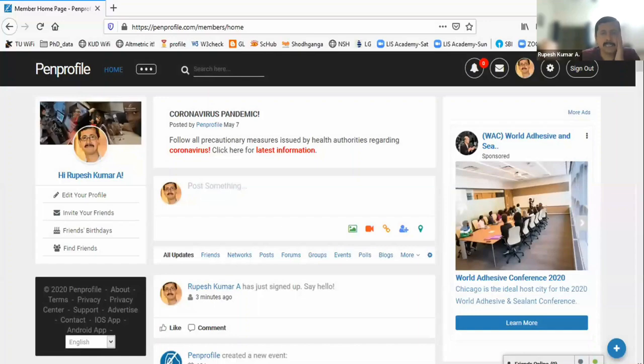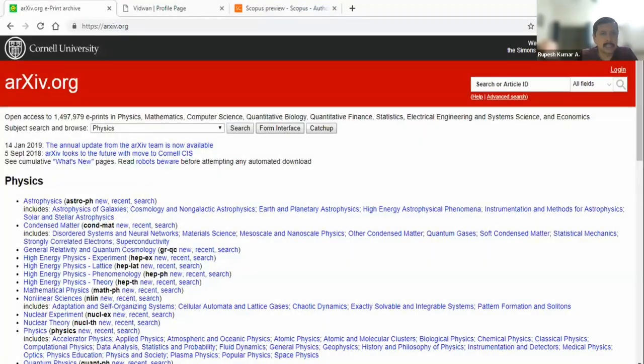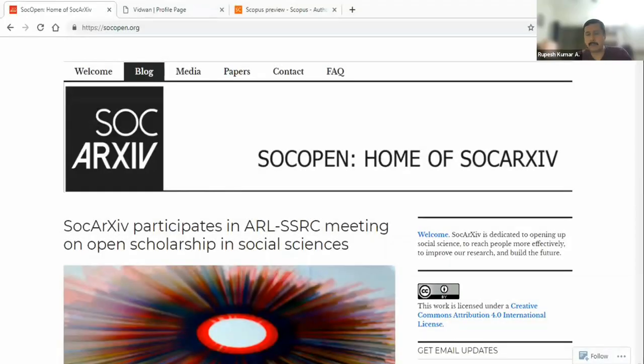Another interesting platform is Pen Profile for idea generation. It's like Facebook for academics, Facebook for researchers. You can interact with researchers across the world. And there are certain preprint repositories like CiteSeerX, where you can upload your documents. Others will read and respond. They may even cite your publications. You can also upload working papers, even if they are in the draft stage. CiteSeer, arXiv.org, bioRxiv for biomedical sciences, and SocArXiv for social sciences.